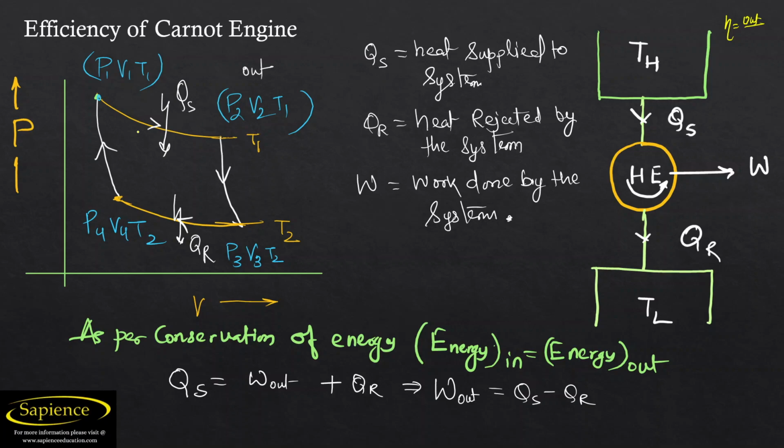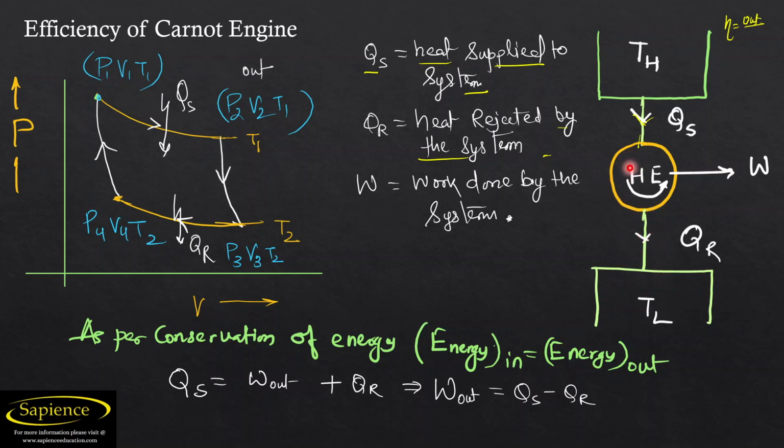So let us consider the whole cycle of the Carnot engine. So what actually happens? Qs is the heat supplied to the system and Qr is the heat rejected by the system. See here, from high temperature to low, to a heat engine, Qs is the heat supplied, and from this engine, Qr is the heat rejected.